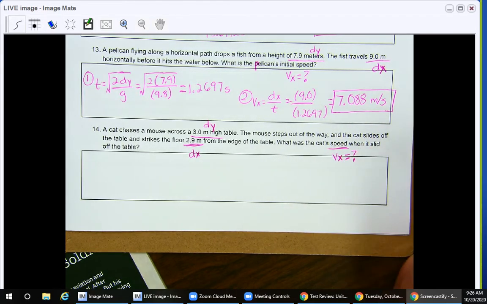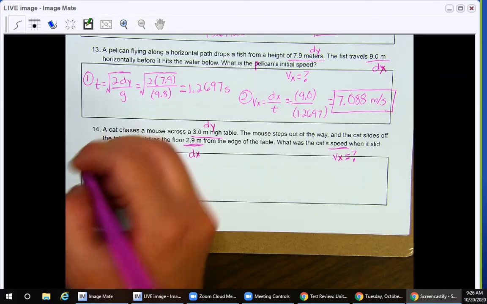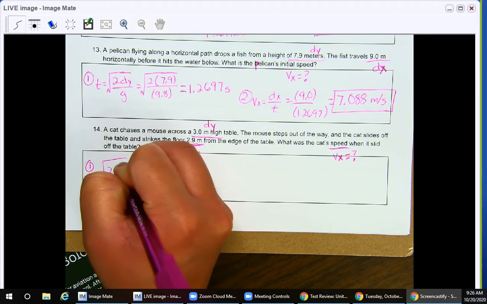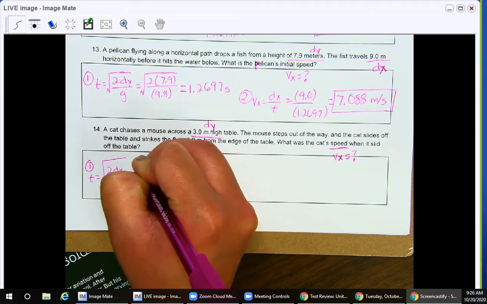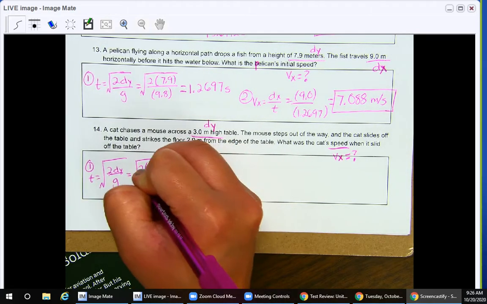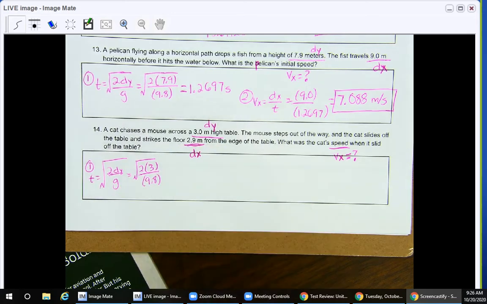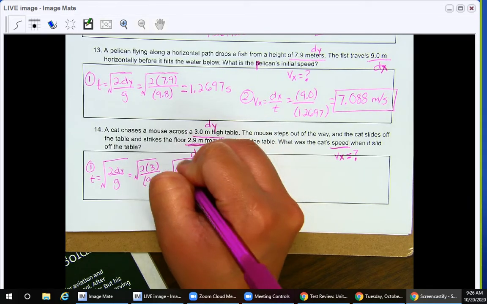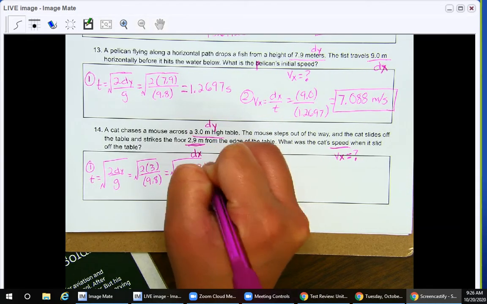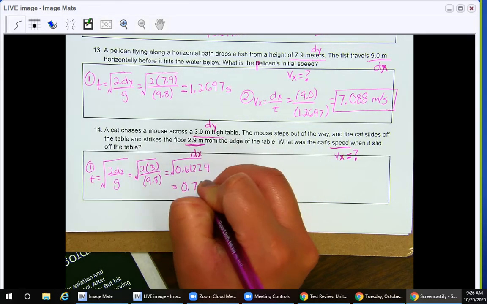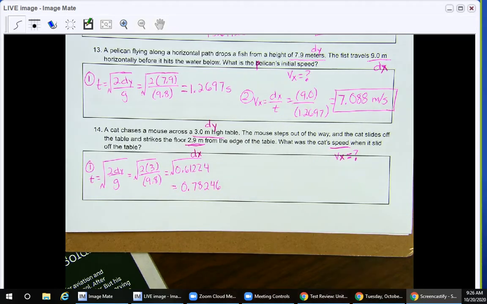Again, another two-part problem. Just like the one above it, we're going to do the same exact steps. So first we're finding time using the square root of 2 dy over gravity. So the square root of 2 times dy was 3. Divide that by 9.8. 2 times 3 divided by 9.8, that's the square root of 0.61224. When you square root that value, your time is 0.78246 seconds.